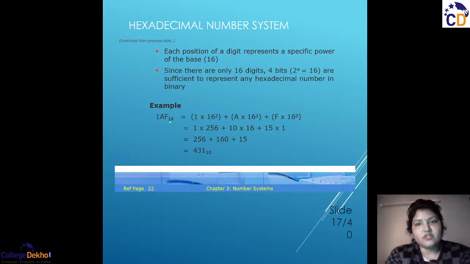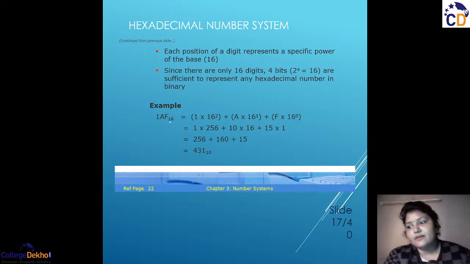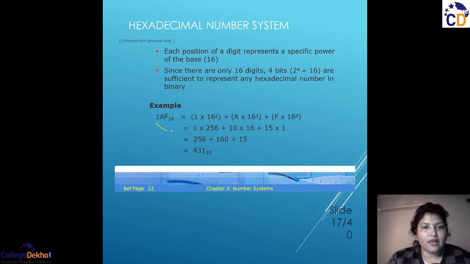Each position of a digit represents a specific power of base 16. I have already explained to you that the base of this is 16. Right? Since there are only 16 digits, 2 to the power 4 is sufficient to represent any hexadecimal number in binary form. So here, like you have this number, you can identify easily AF would be coming under the hexadecimal number system. So its base would be 16.